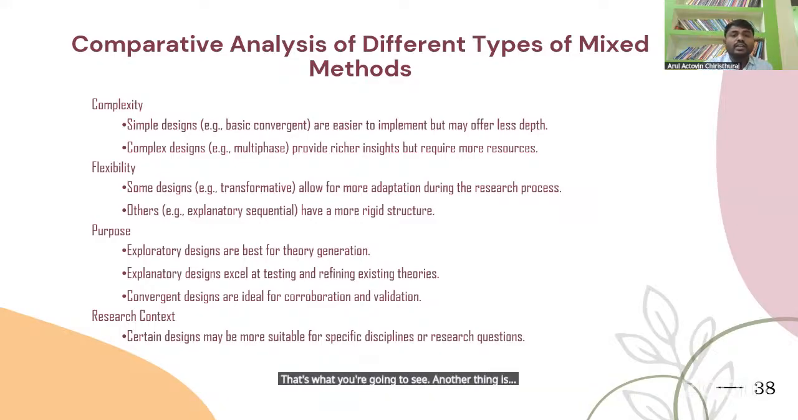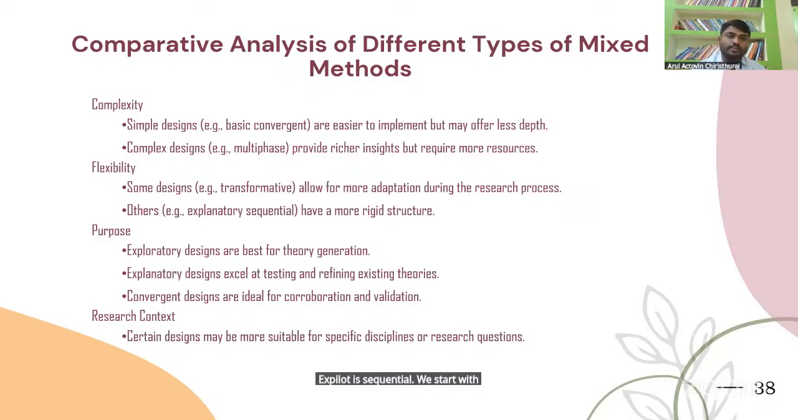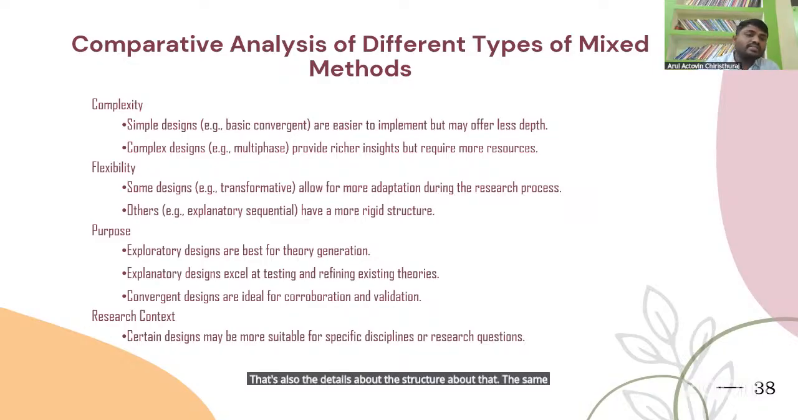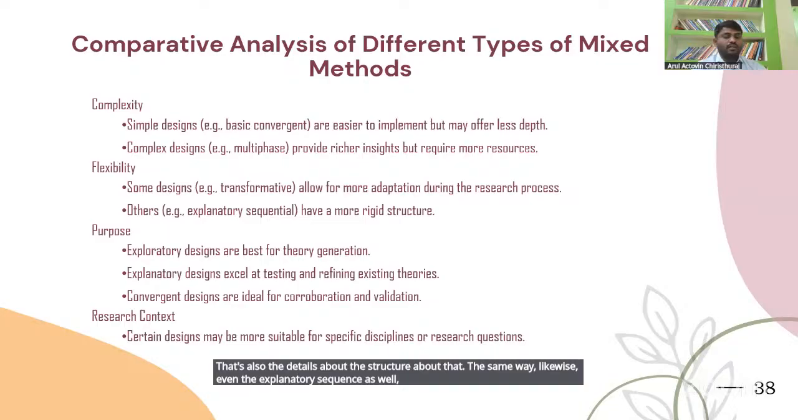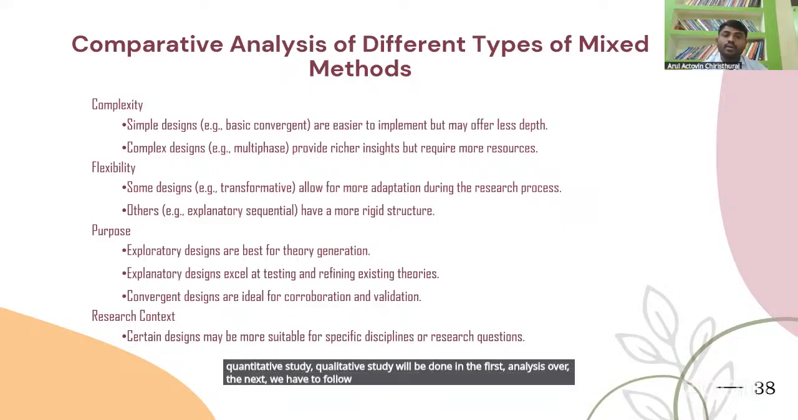Another thing is that explanatory sequential has a more rigid structure. The sequential explanatory starts with only the quantitative. There's no flexibility. Once the quantitative data collection is over, then we go for analysis, and only some findings need explanation. That's the rigid structure. Likewise, in the exploratory sequential, the qualitative study is done first, and once the analysis is over, we follow with the build up to the quantitative study.